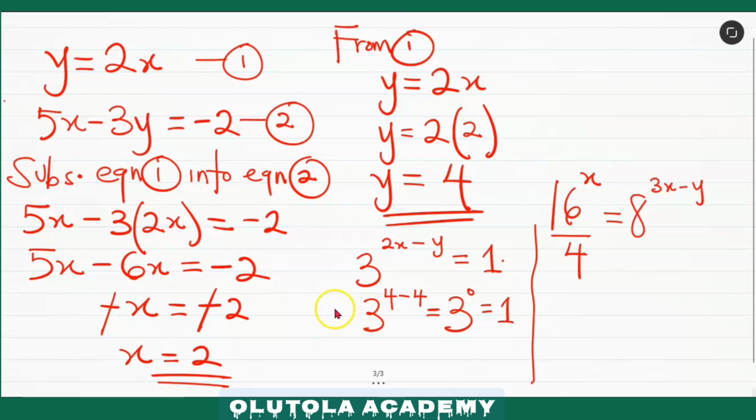So x is 2, 16 squared is 256. 256 divided by 4 will give us 64. Okay, so if I put 2 here now, this will be 6. So 6 minus 4 will give us 2. So 8 squared now, 8 squared will give us 64. That means we are correct.